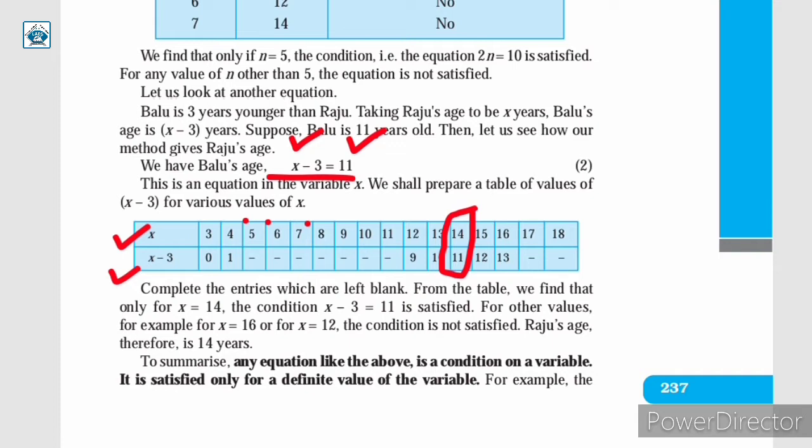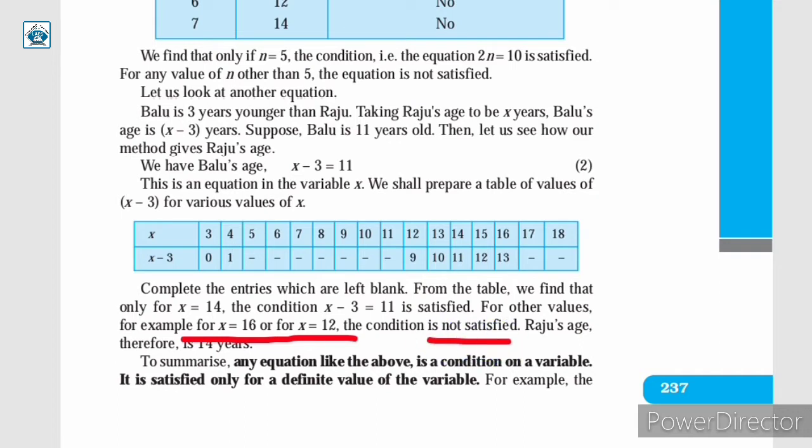So from the entries that are given in the table, we find that only for x is equal to 14, the condition x minus 3 is equal to 11 is satisfied. So for other values, for example x is equal to 16 or x is equal to 12, the condition is not satisfied. Here we can see x is equal to 12 पे we get 9.